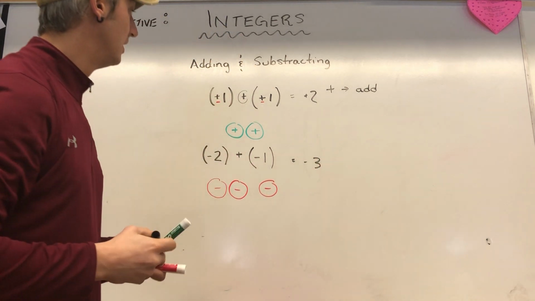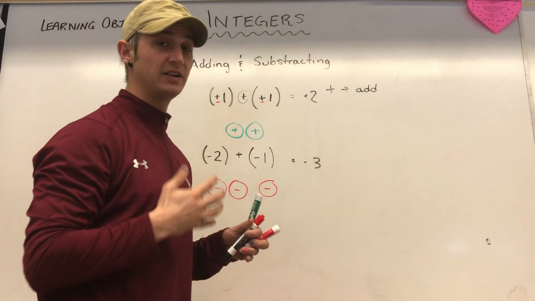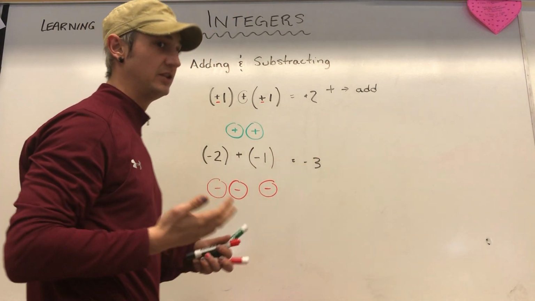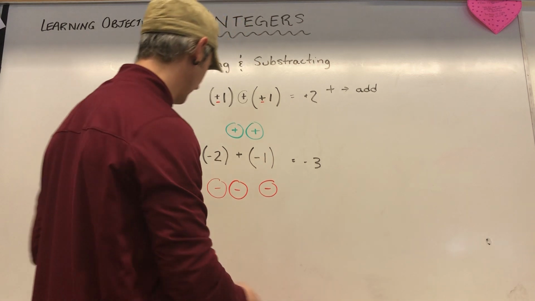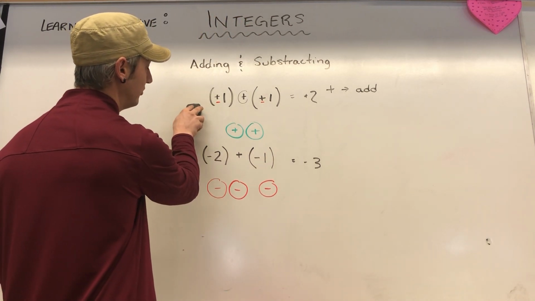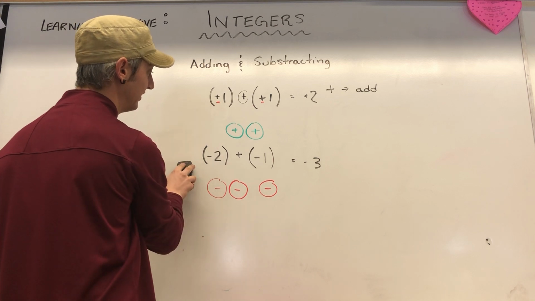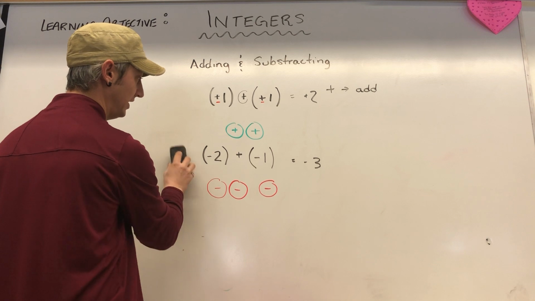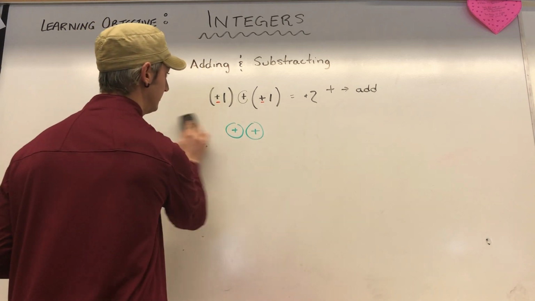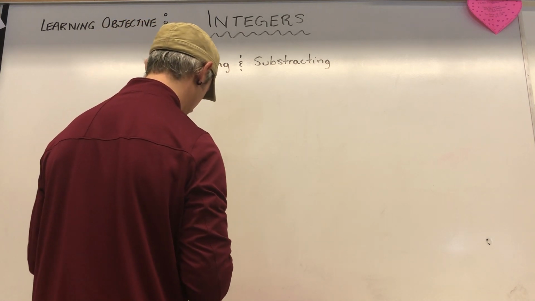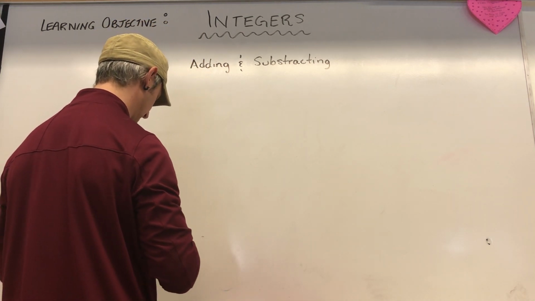Really important when we're doing adding and subtracting that we actually do read the equation as a sentence, because that's going to really give us a lot of hints of what we need to do. So, in this case I was adding two positive integers together, in this case I was adding two negative integers together. Okay, so these are pretty easy cases. So what happens now when I do something like this?